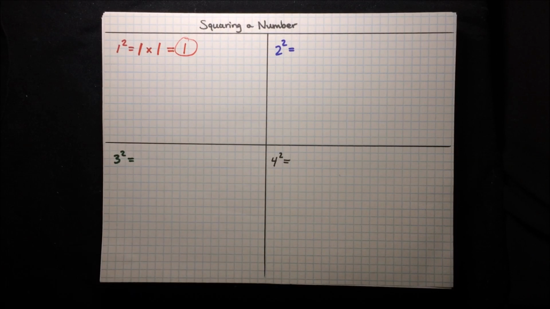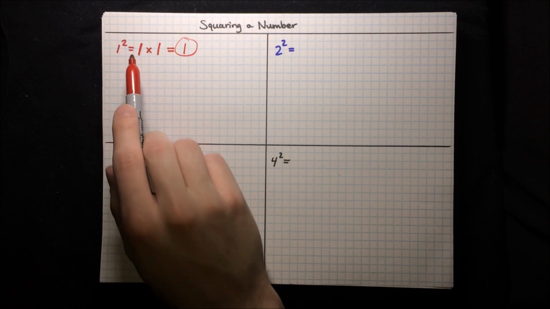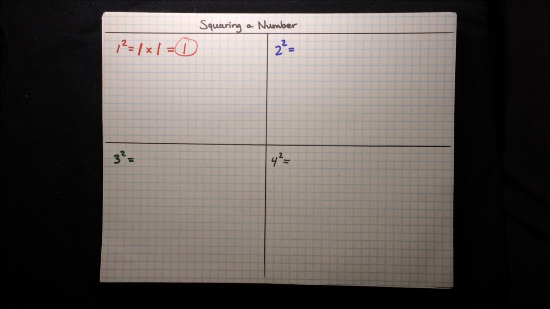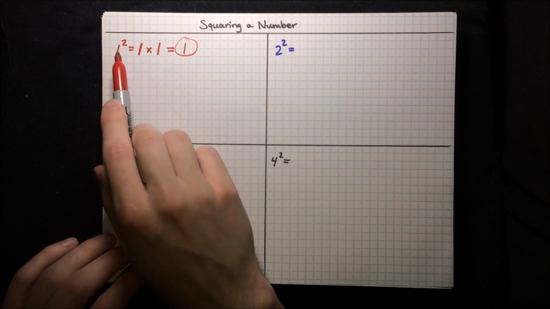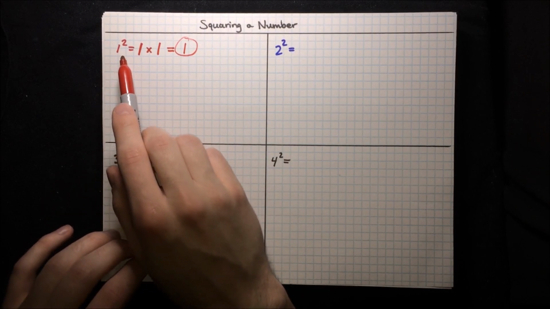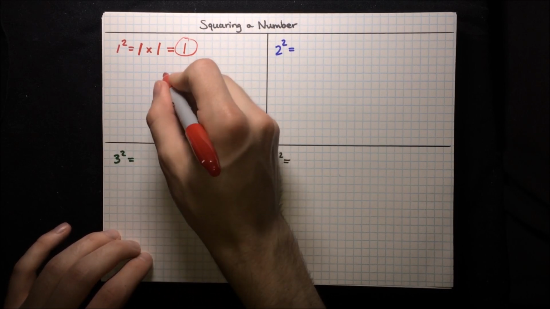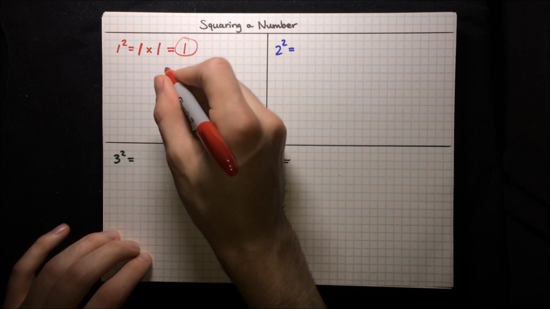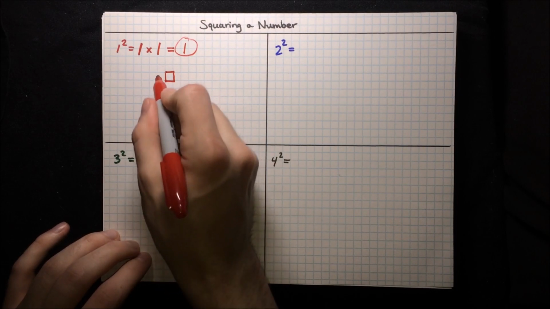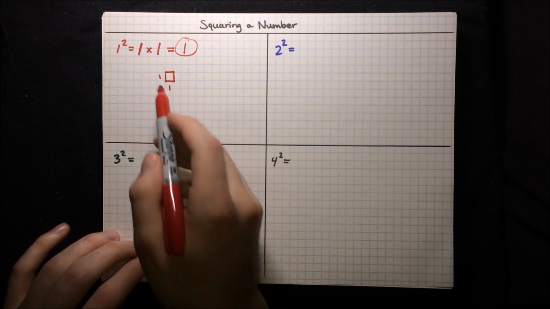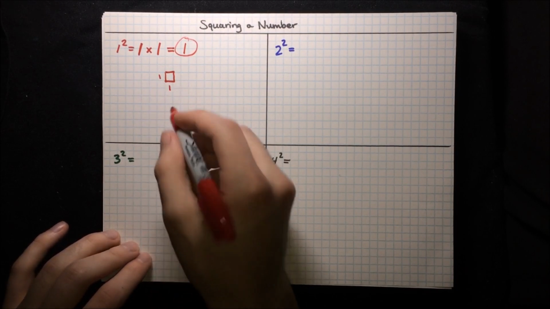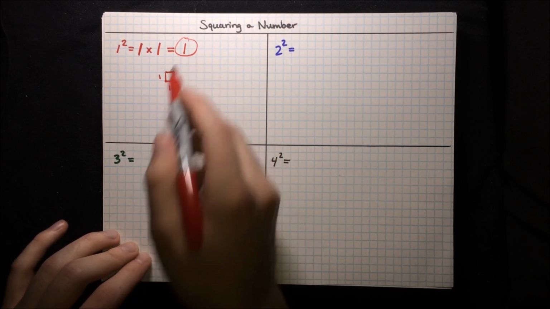Now you might wonder why we call this operation squaring. Surely it must have something to do with a square then. And that is indeed correct. Squaring a number just gives us the area of a geometric square, which has side lengths equal to that number. So 1 squared gives us the area of a square having side lengths 1. And we can see that area is just 1 square unit.